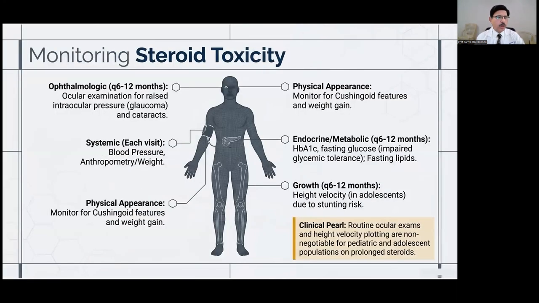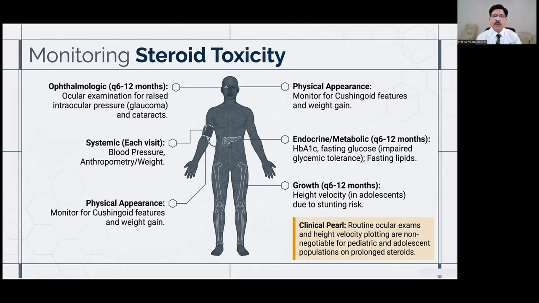Now, how do I monitor steroid toxicity? What are the steroid toxicities that can occur? Ophthalmological. What will happen? Raised intraocular pressure. Glaucoma can occur because of steroid. Moon face can occur, Cushingoid appearance. Weight gain. Blood pressure gain. And then anthropometry and weight you have to do. Endocrine. HbA1c will increase. Glycemia will be disturbed, and fasting glucose and postprandial blood glucoses will be increasing because of your glucocorticoid.